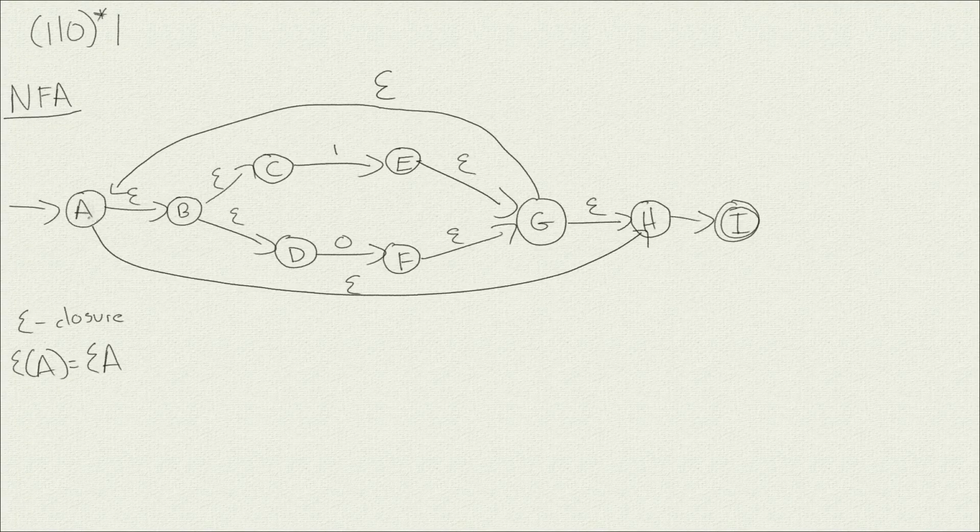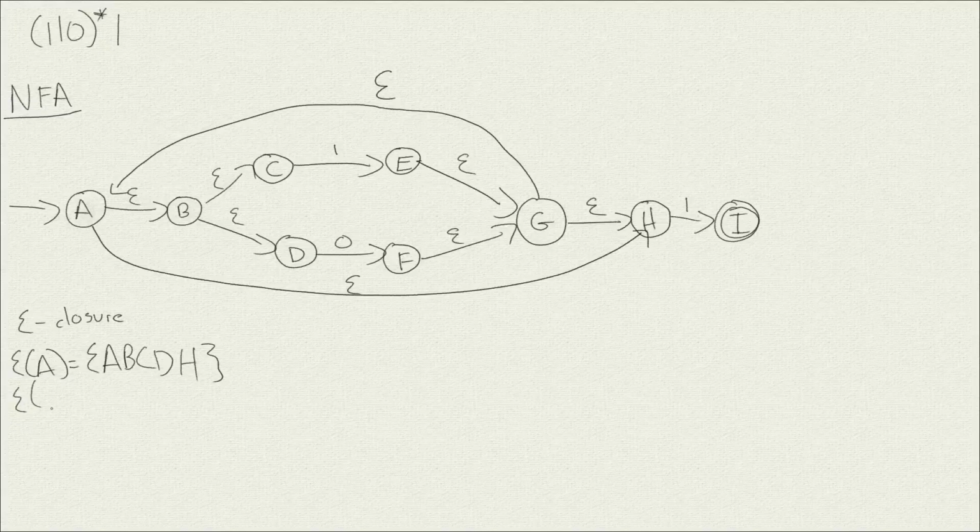A can go to B with epsilon, so we also include B. B can go to C with epsilon, so from A we can go to C, and from A we can go to D by just having epsilons. A can also go to H, sorry, this is 1. This is the 1 or 0 star 1 NFA. A can go to H with epsilon. And that's it. Then let's calculate the epsilon closure of every other state.